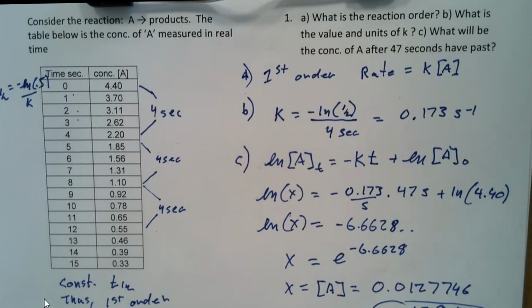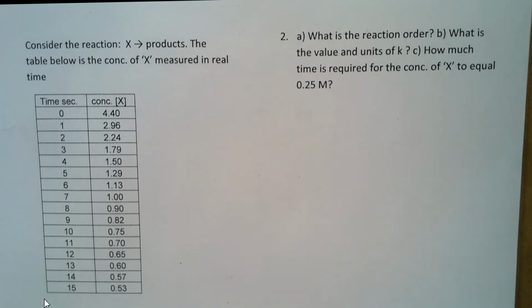Any questions on that problem? Consider the reaction X goes to products. The table below is the concentration of X measured in real time. What is the reaction order? What is the value and units of k? How much time is required for the concentration of X to equal some other concentration that's beyond our table?